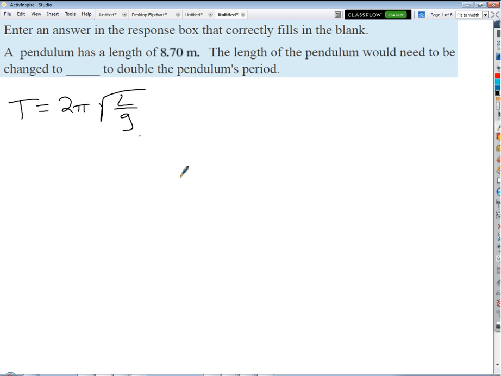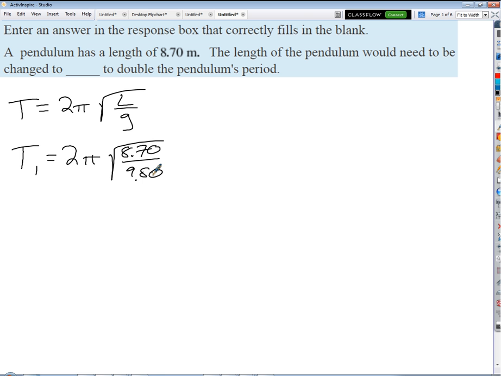So all we're going to do here is, if they give us the length of the pendulum, we could calculate the corresponding period. They want to know if we double that period, what would the length have to be in order to double the period? So we're going to calculate T1, our first period when the pendulum is short, which is just 2 pi times the square root of 8.70 meters over 9.80 meters per second squared.